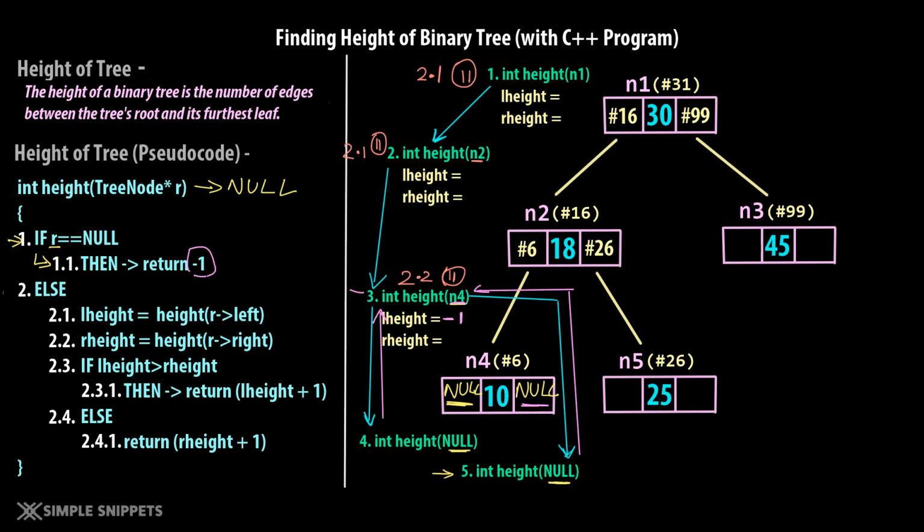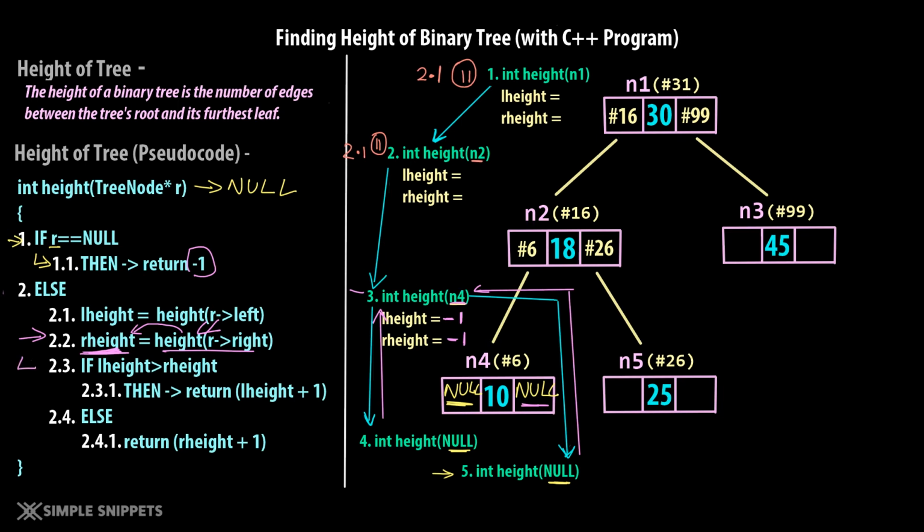And where will this -1 be stored? It will be stored in r height. So -1 will be stored in r height because you can see the third function call was paused at 2.2, which is this step. Over here we have r height is equal to height, which is a function call. So this height has done its execution and it is returning with -1, which will be stored in this r height variable. And now again this third function call will resume its operation from step number 2.3.